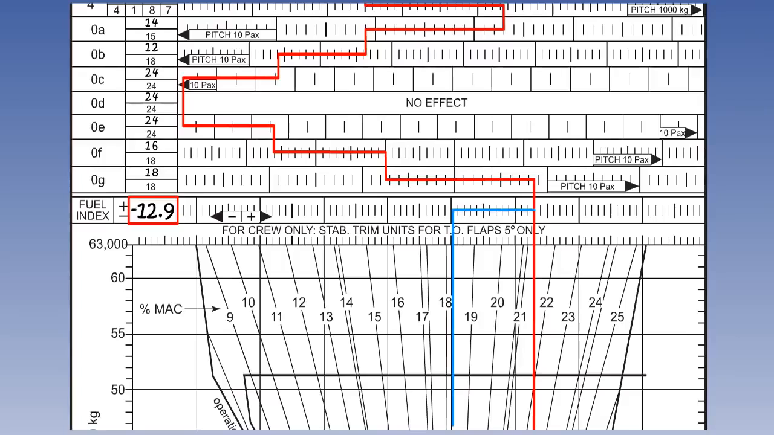In the fuel index box, enter the index of minus 12.9 units, and from the vertical zero fuel mass index line, move left 12.9 units and drop an extended vertical line down into the centre of gravity envelope.